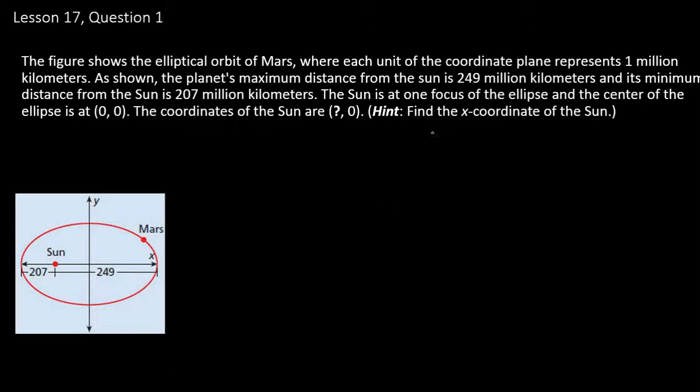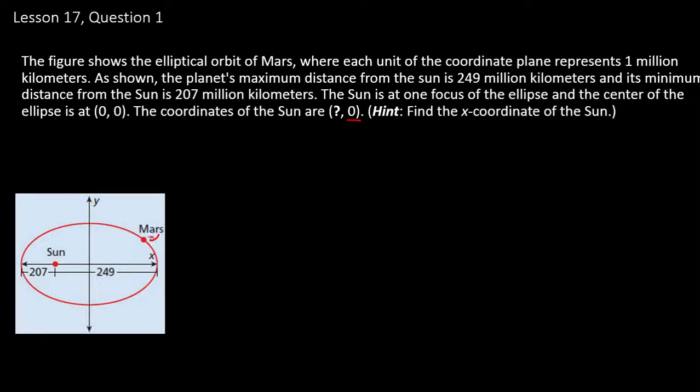So we're trying to find the coordinates of the Sun. Now, one of them is given to us freely. As we can see, the Sun is sitting on the x-axis, which means the y-coordinate is 0. But before we dive too much deeper into that, let's review the question, make sure we understand what's going on. So we're given this figure, which shows Mars.